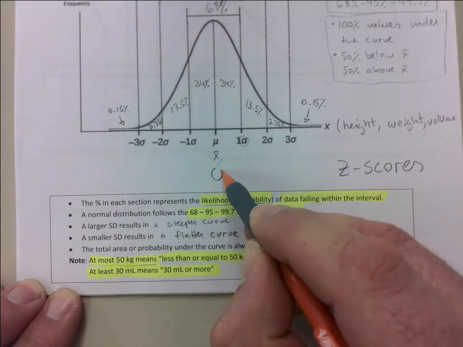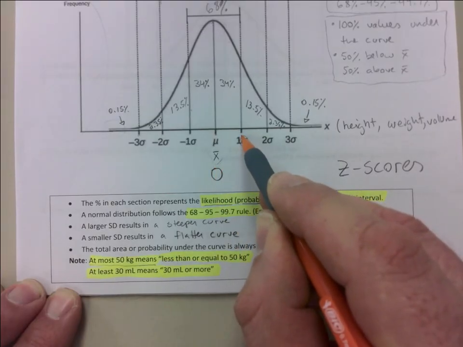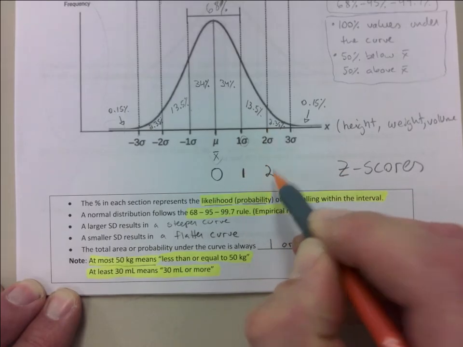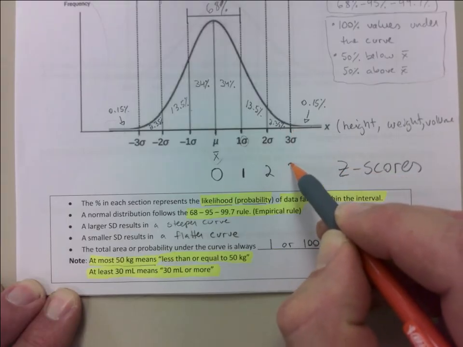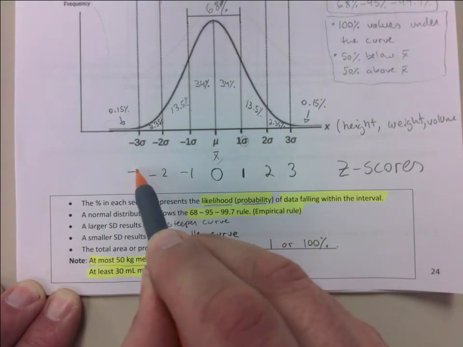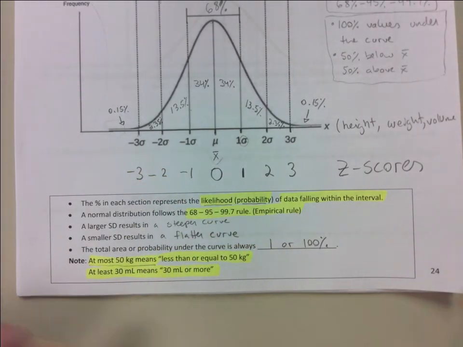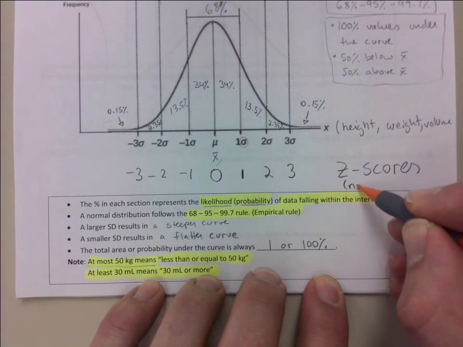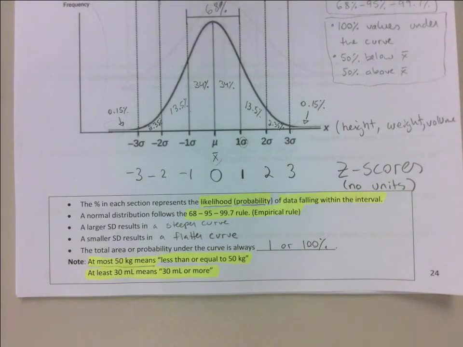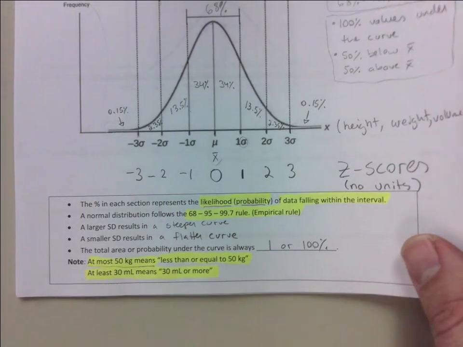Where the average is 0, this line right here is just going to get a 1. This one is just going to get a 2. This one is just going to get a 3. Then it's -1, -2, -3. Can you write this down here? No units. That's why z-scores are powerful when we're comparing. More on that later. That's good for now. Let's go and do an example here.